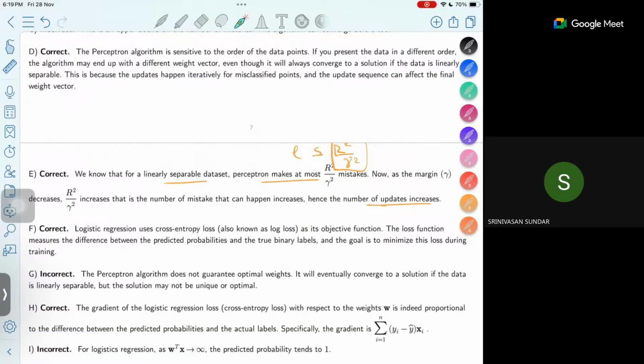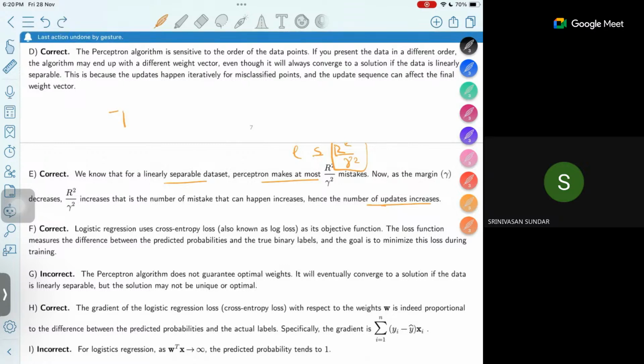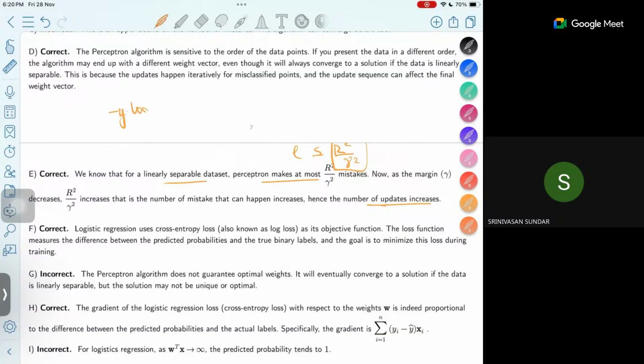Logistic regression: the loss that we came up with, the objective function that we were trying to define, does use cross entropy loss. Cross entropy loss is basically minus y times log of p, plus 1 minus y times log of 1 minus p, right? Okay, it has to be in brackets, yes. Correct.